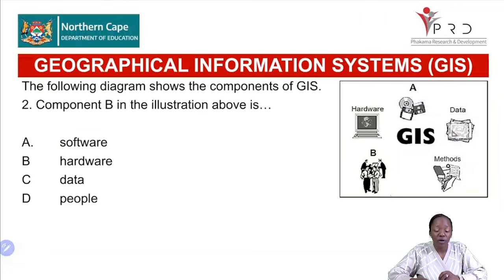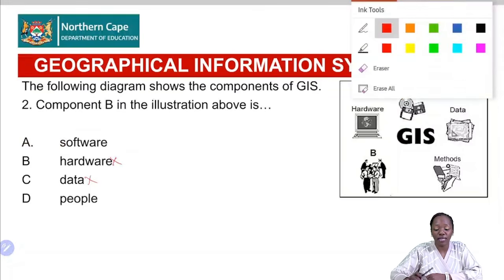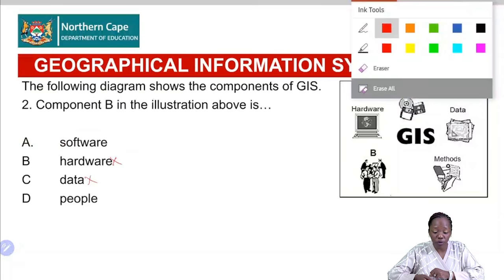Then our second question, you need to identify the component B. So again, you are already given a hardware, you are already given a data. So it makes these two to be out. Remember, when you are getting a multiple choice question, you need to start with the options that are obviously incorrect, so that you can be able to reason on which one is the most correct one. So again, I'm going to give you 1 minute, and then after 1 minute, we proceed with the correction.